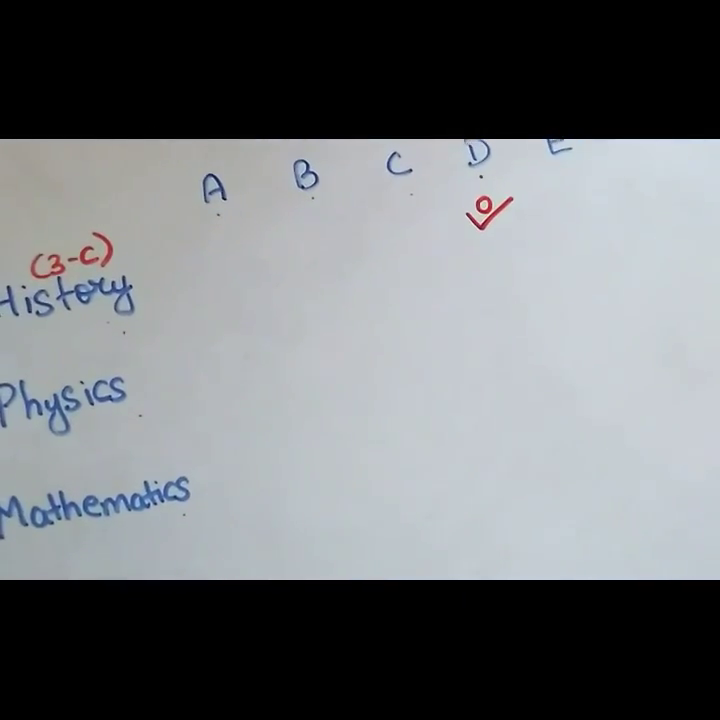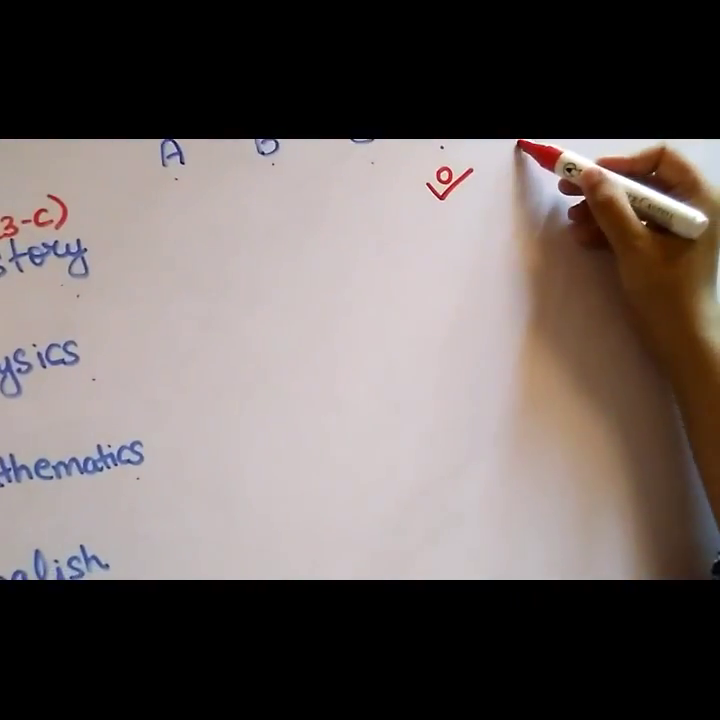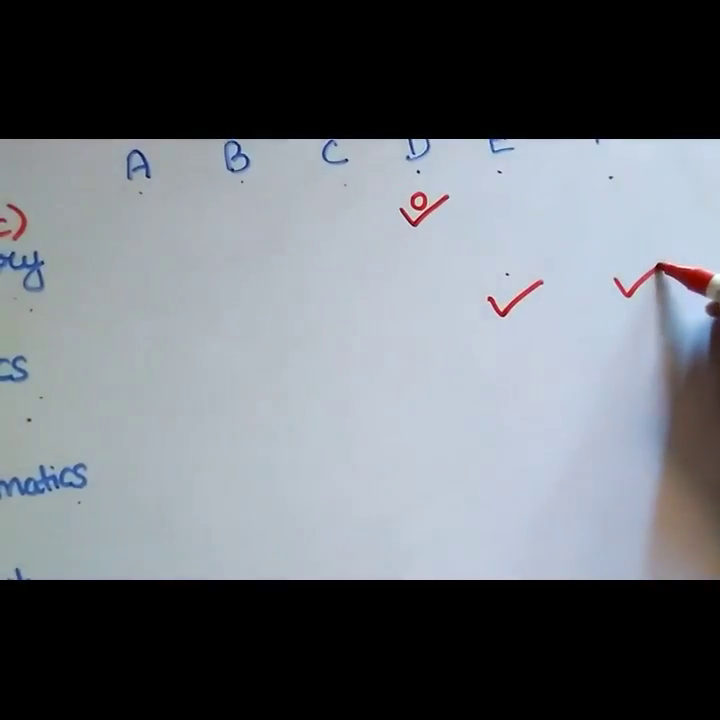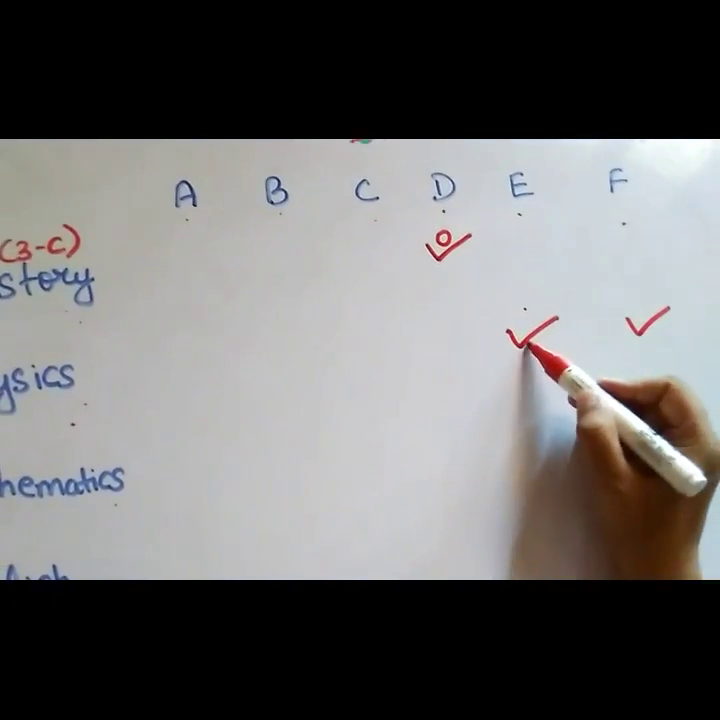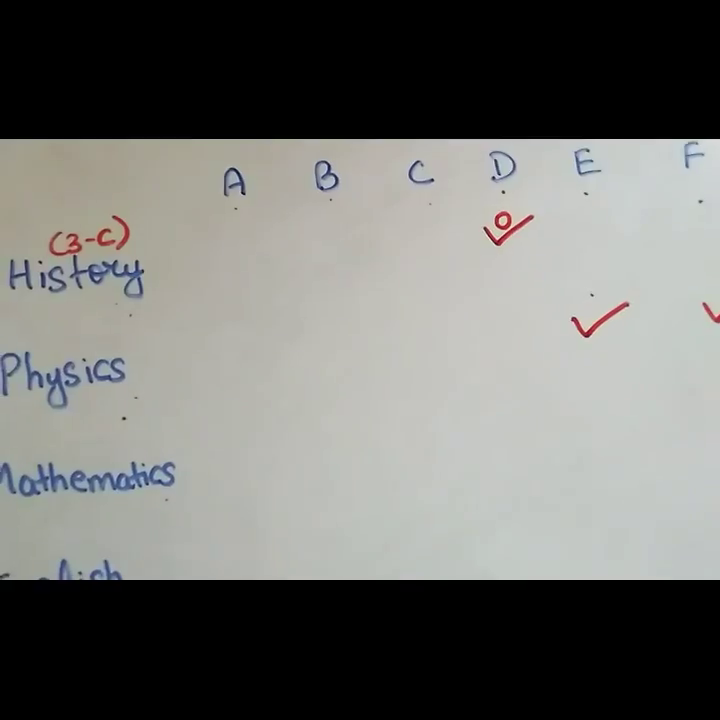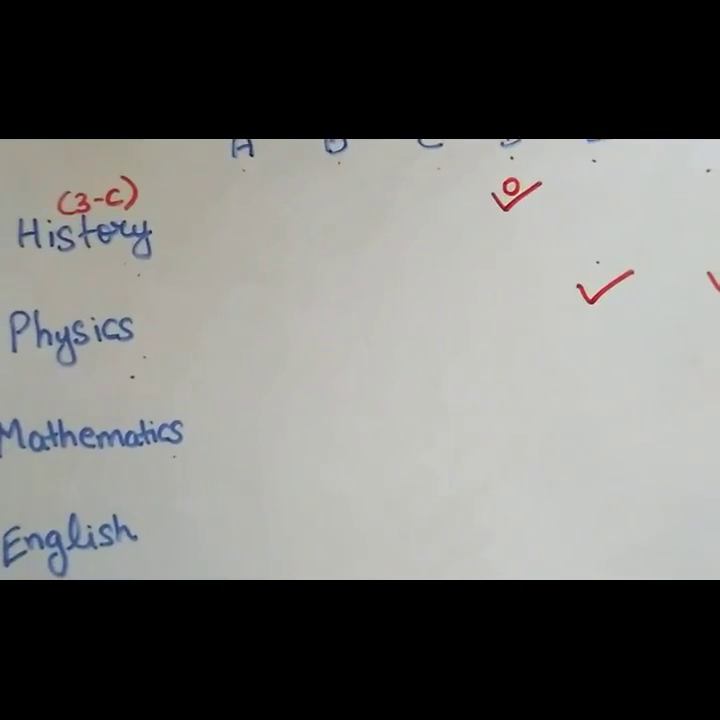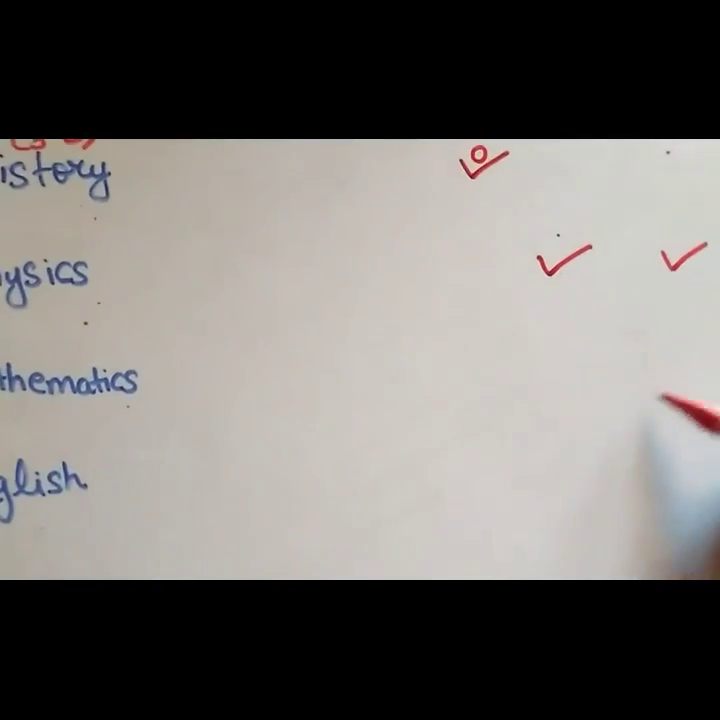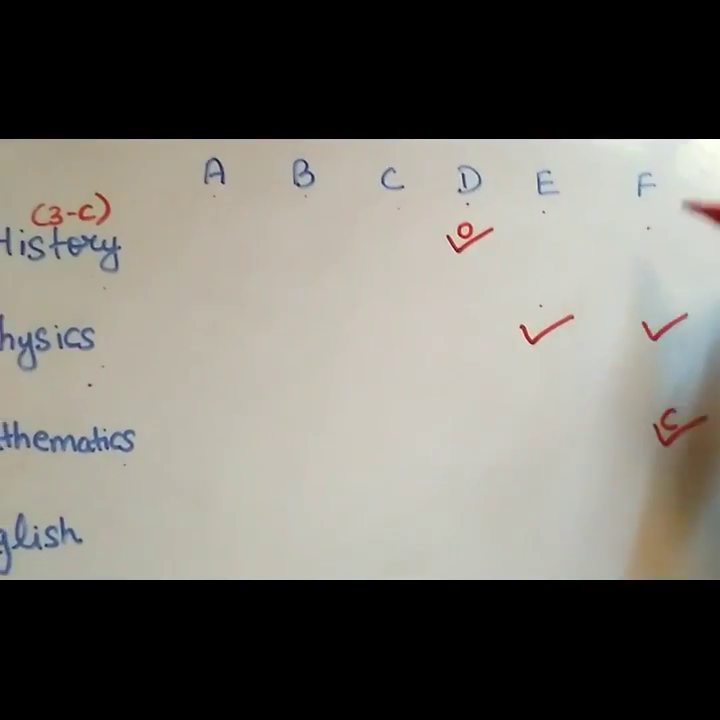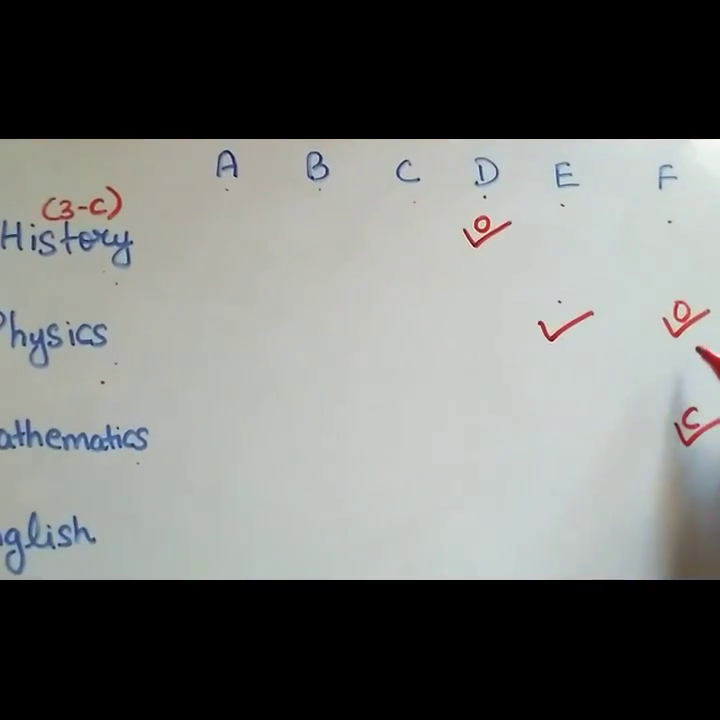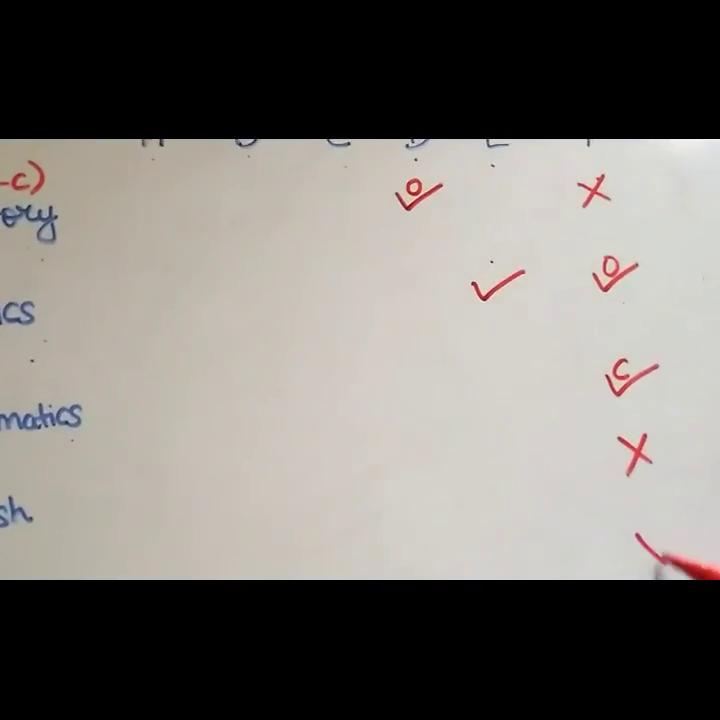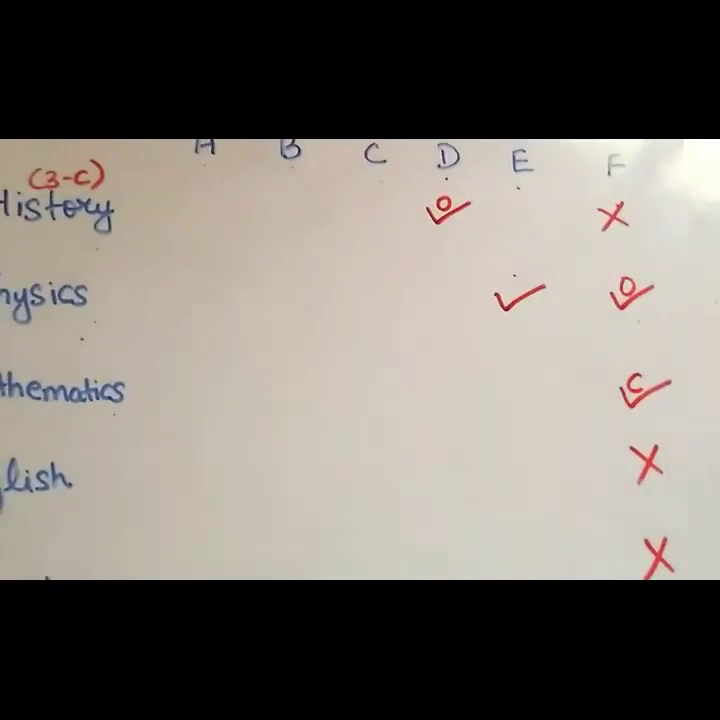E and F have physics as one of their subjects. We don't know whether it is the compulsory or the optional one. Next line. F's compulsory subject is mathematics. So obviously F's optional subject is physics, right? And all its subjects have been completed, so just cross out the rest of the subjects.